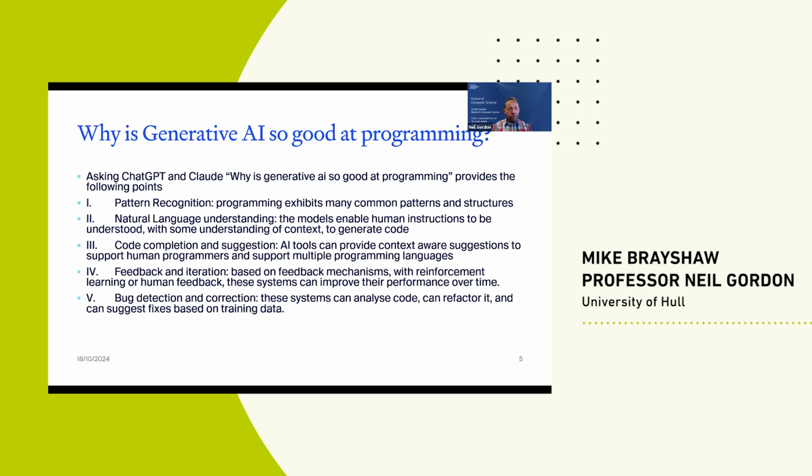They're good at pattern recognition, and programming is full of common patterns and structures. In software engineering, we teach design patterns. These systems are much better than humans at spotting patterns and using them. They understand natural language, so we can give them instructions in a more human-friendly way. They can understand that and generate code. And in that sense, they're probably not really much worse than if you give user requirements to a programmer, particularly a student programmer, a novice programmer, ask them to understand those requirements and write code, they'll get it wrong.